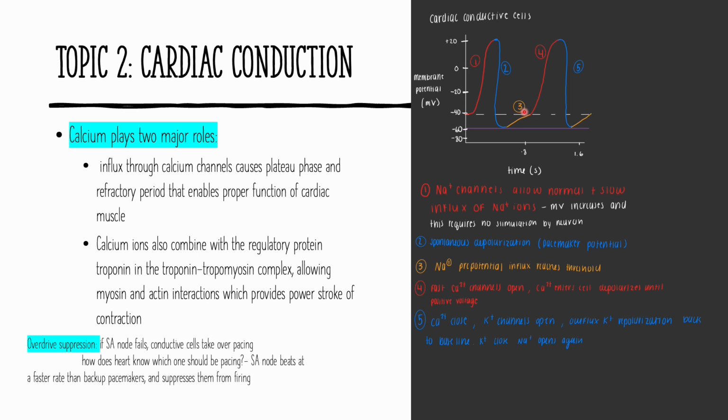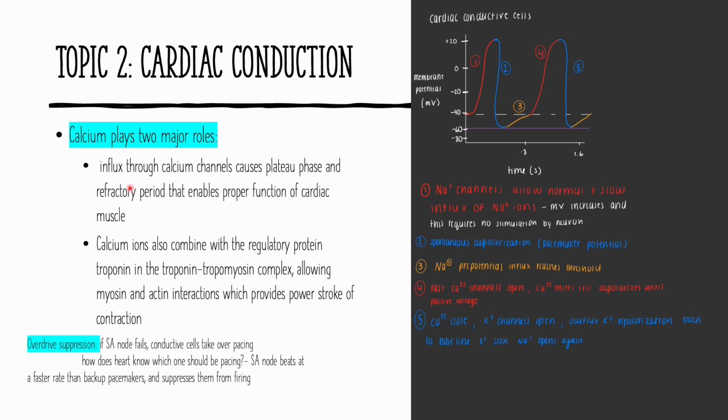Once it hits this threshold, fast calcium channels open, calcium enters the cell, and it reaches this positive point, and it depolarizes until that positive voltage. And then the calcium channels close, and potassium channels open. This outflux of potassium causes repolarization until it hits back at that baseline. And then our sodium channels open up again, and this process occurs again. So calcium plays two major roles here.